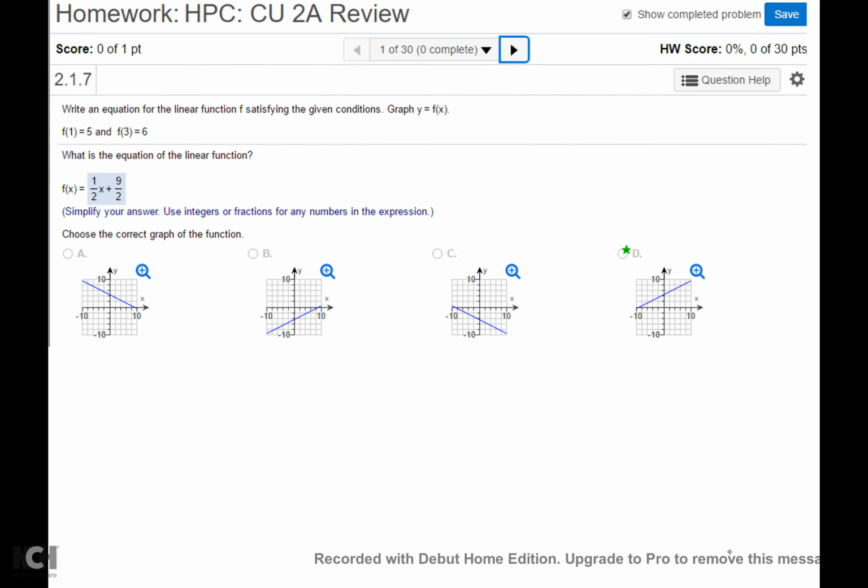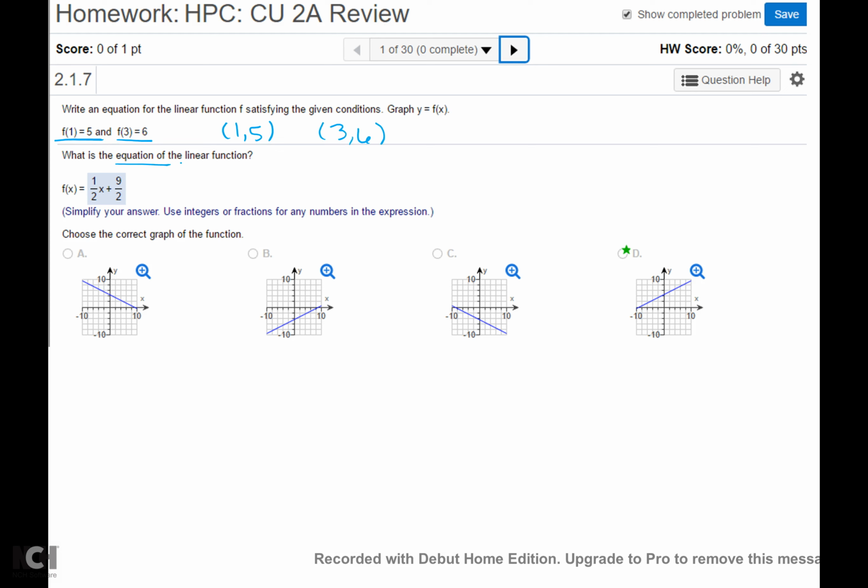All right, we're going to start reviewing for your Conceptual Unit 2A test. Number 1, it says write an equation for the linear function f satisfying the given conditions, and then graph y equals f of x. It's telling you that f of 1 equals 5, which gives me an ordered pair (1, 5). And it's telling you that f of 3 equals 6, which gives me an ordered pair (3, 6).